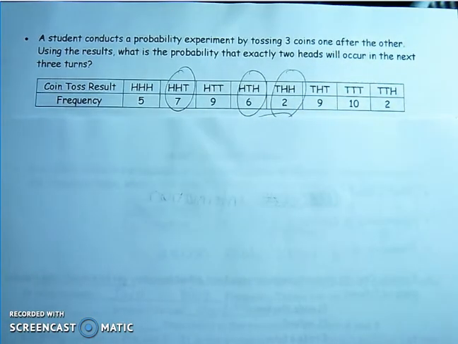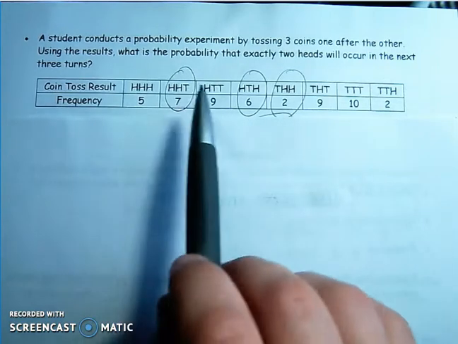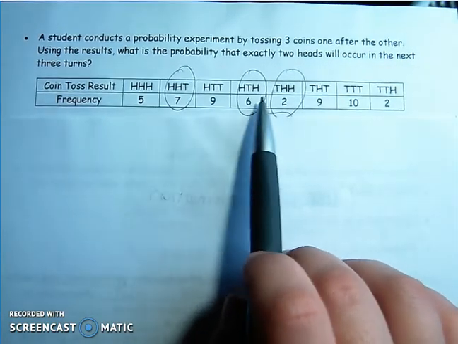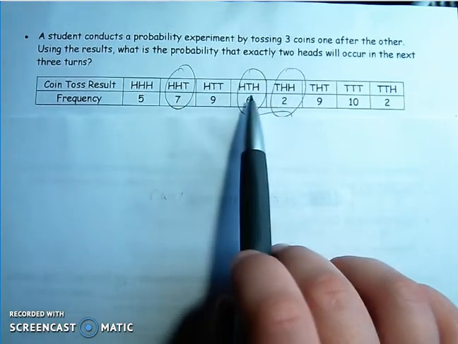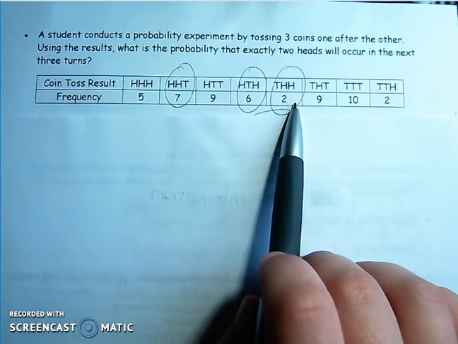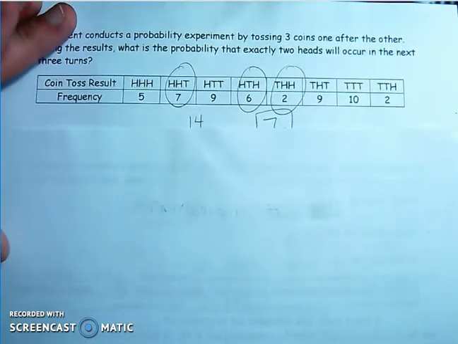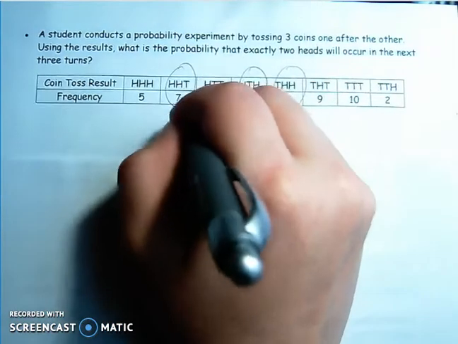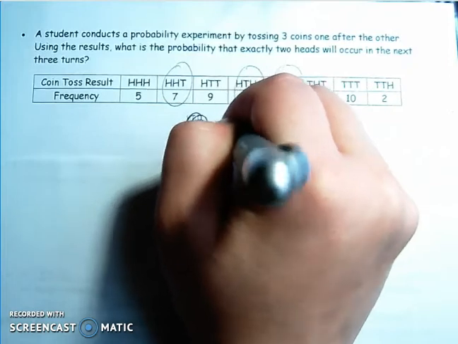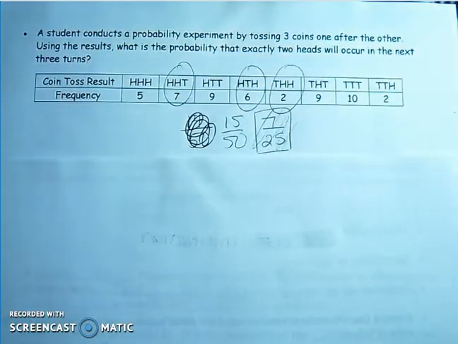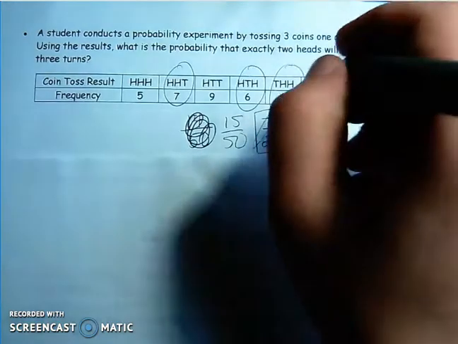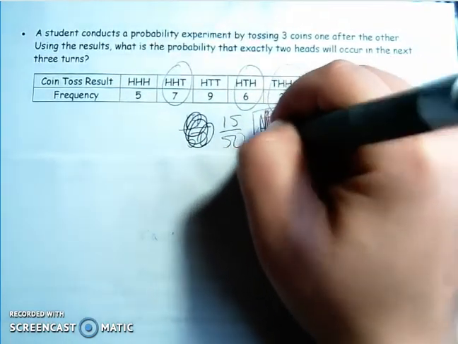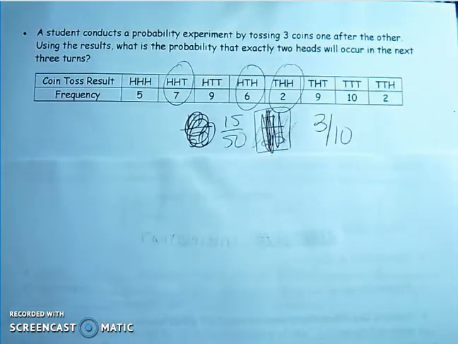Remember, our question asked, what is the probability that exactly 2 heads will occur? That's this scenario, and this scenario. So if I add 7, 6, and 2, I get 15 out of the total, which is 50. So this should be 15 out of 50, which reduces to 3 out of 10. Or 30% if you want to write it as a percent or decimal.